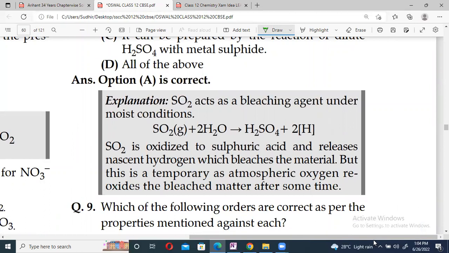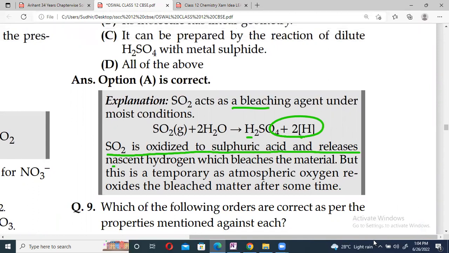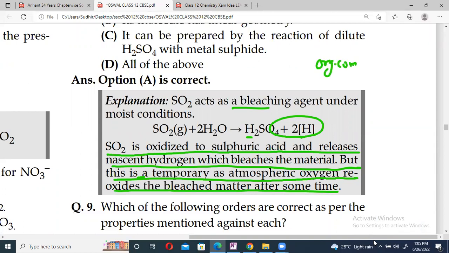See, SO2 acts as a bleaching agent under moist condition because it produces nascent hydrogen. So SO2 is oxidized to sulfuric acid and releases nascent hydrogen, which bleaches the material. But this is temporary, as atmospheric oxygen reoxidizes the bleached matter after some time. Remember, bleaching agent means which is used to remove the color. Suppose any organic compound is there. Let us say this is an organic compound and it is colored. And we are passing moist SO2 gas over it.